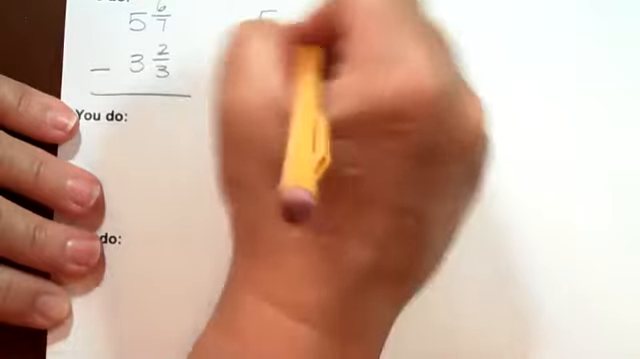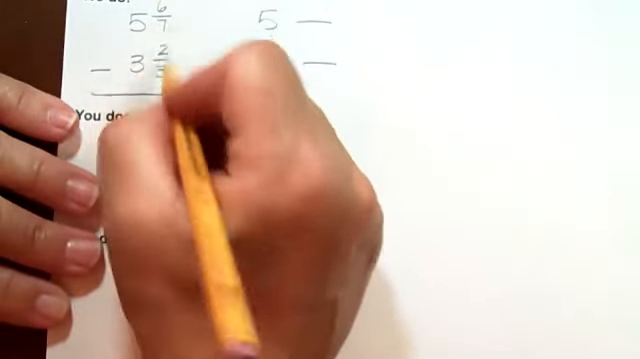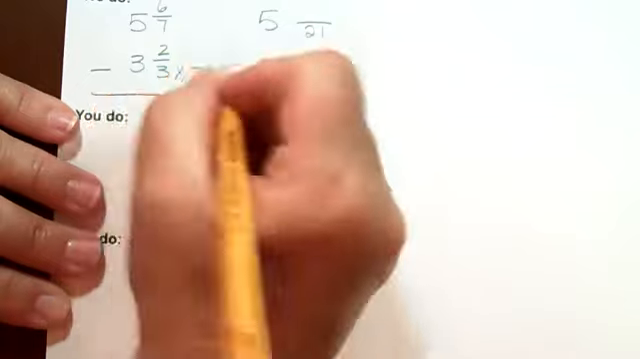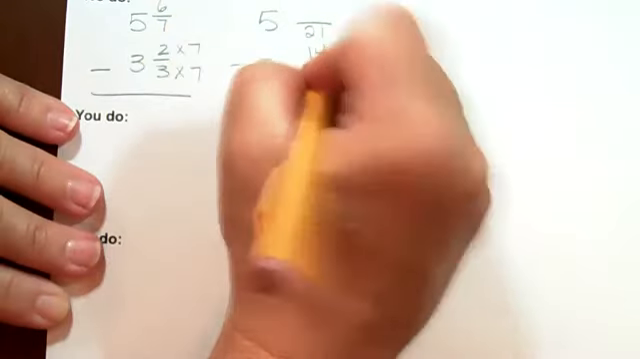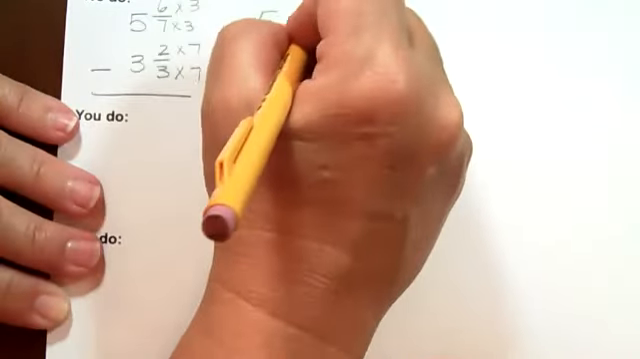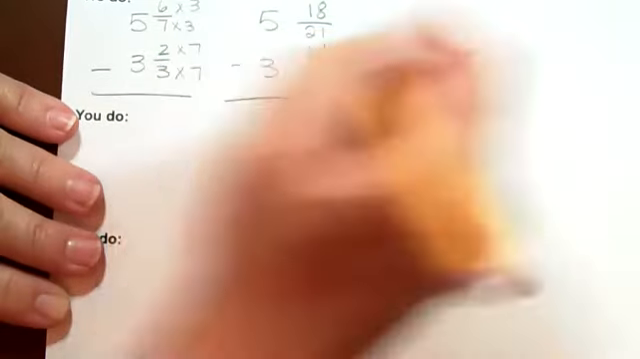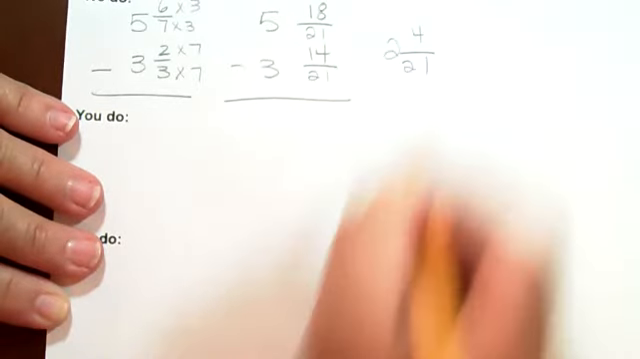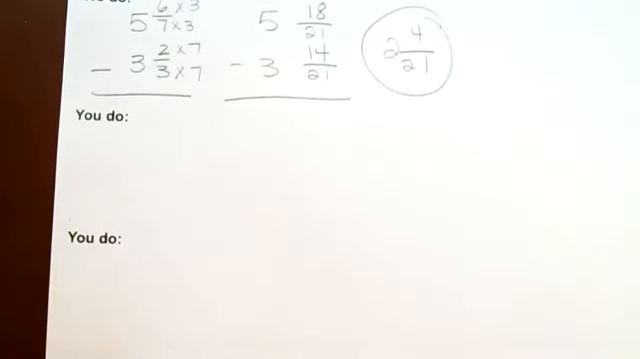The next one is 5 6/7 minus 3 2/3. So I'm going to bring my 5 and my 3, and I'm going to determine that my common denominator is 21 because 7 and 3 will both go into 21. 3 times 7 is 21, and 2 times 7 is 14. 7 times 3 is 21, and 6 times 3 is 18. 5 minus 3 is 2. 18 minus 14 is 4, and then 21. So the answer here is 2 and 4/21.